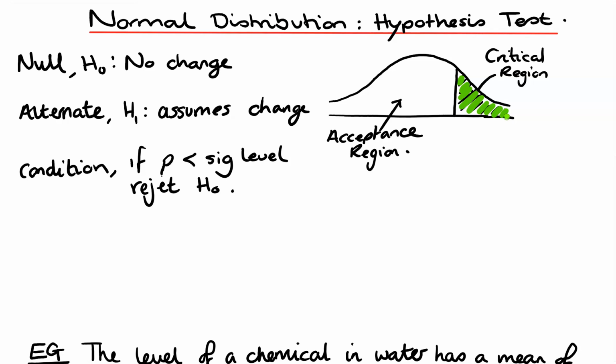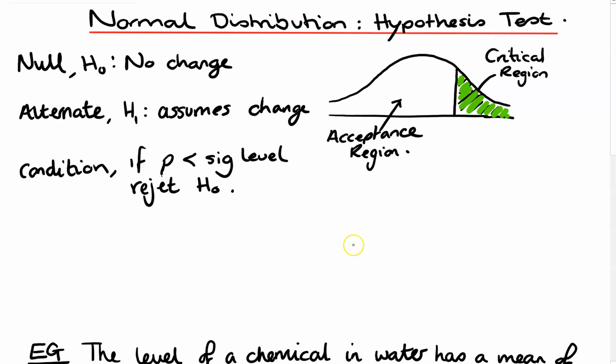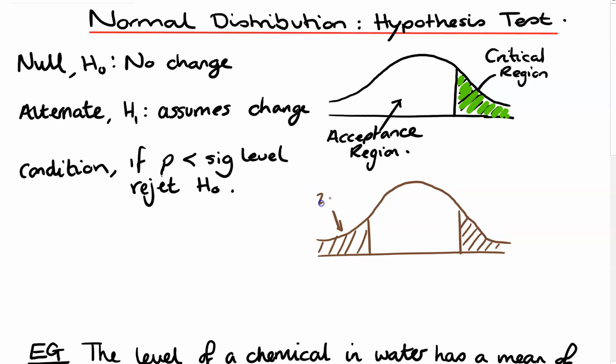Just as a note, if you had a two-tail hypothesis, your significance level would have to be divided amongst your two tails. That's an awful curve, but it will do for the purpose of illustration. So if you had a 5% significance level and it was two-tail, this would be 2.5% and this would be 2.5%.